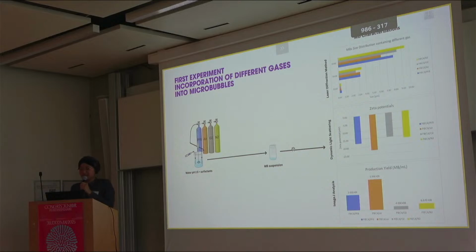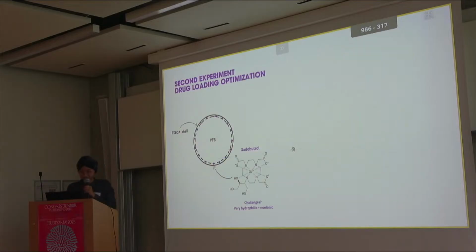And also we have negative values of zeta potential, which is beneficial to prevent aggregation during storage. And also we can produce at least 10⁸ microbubbles per milliliter, which is very sufficient for clinical testing, for example.